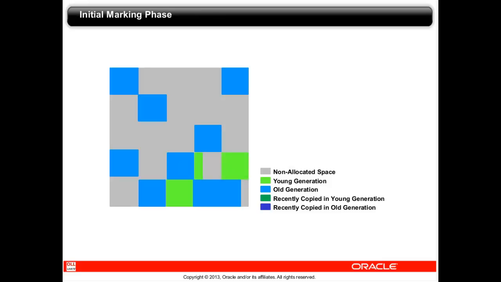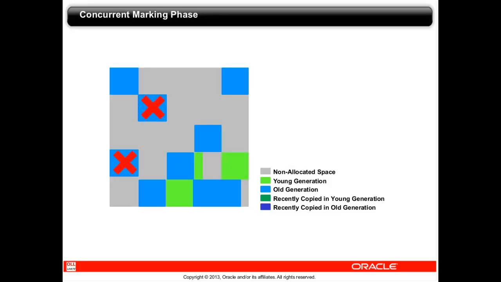So the initial marking phase is piggybacked on a young generation garbage collection. So when we do a young generation garbage collection, we're also going to go through and mark what regions are live and which aren't. We're looking at those equal size memory regions to see who's live, who's not. And we're doing that at the same time we're doing the minor garbage collection.